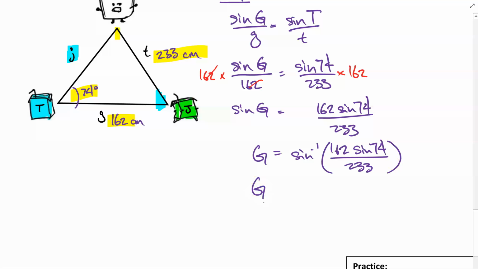And it turns out that G is equal to 41.94 degrees. And I rounded it to the nearest hundredths because this is an angle that we still need to do some work with, right? This isn't our final answer. So I can write the 41.94 here, and that'll be angle G.